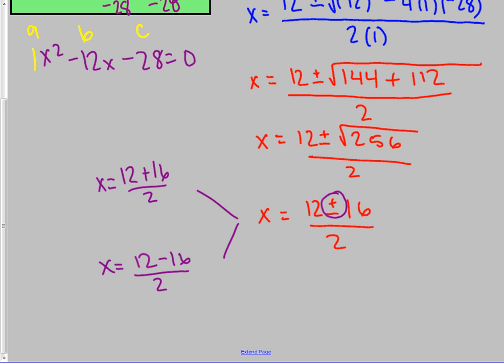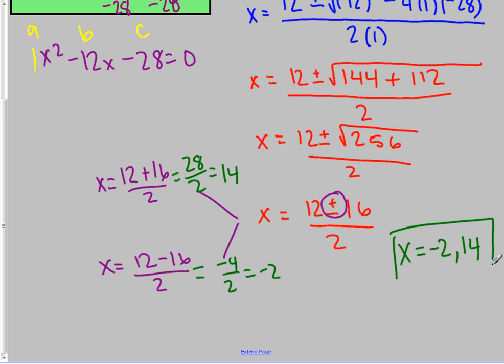The top one, 12 plus 16, gives me 28 over 2, which is equal to 14. And the bottom one, 12 minus 16, is negative 4 over 2, which is equal to negative 2. So those are my two solutions, negative 2 and 14. And that is the quadratic formula.